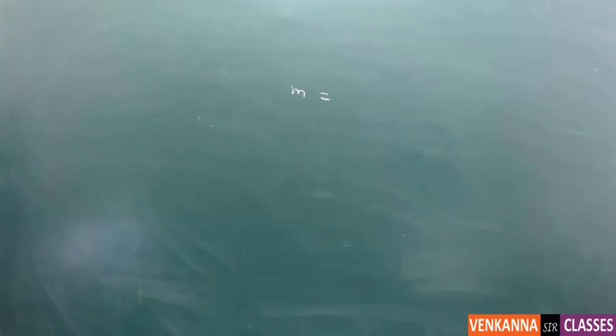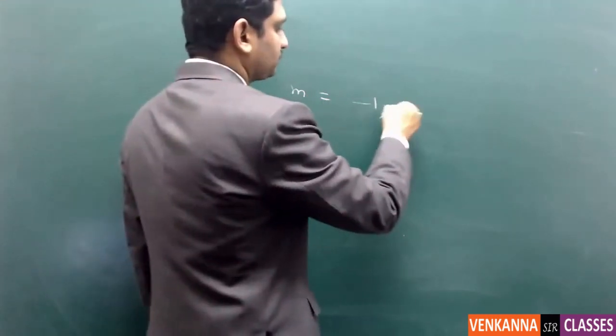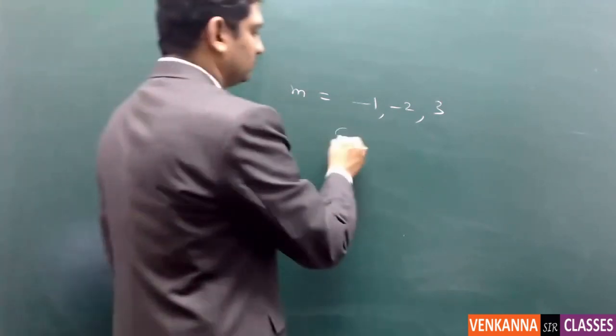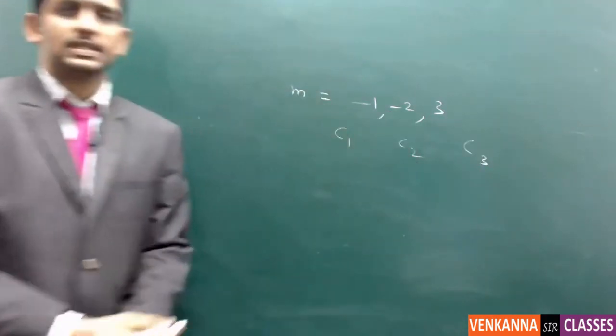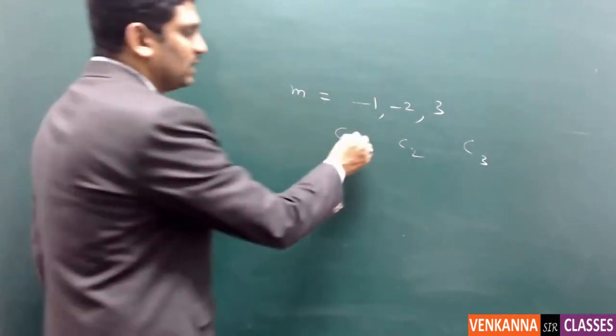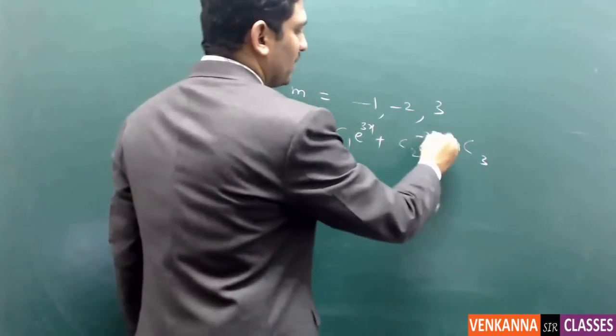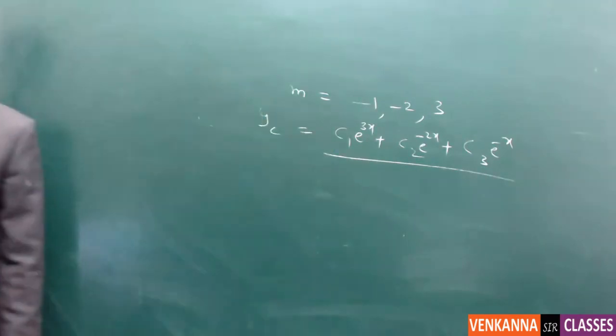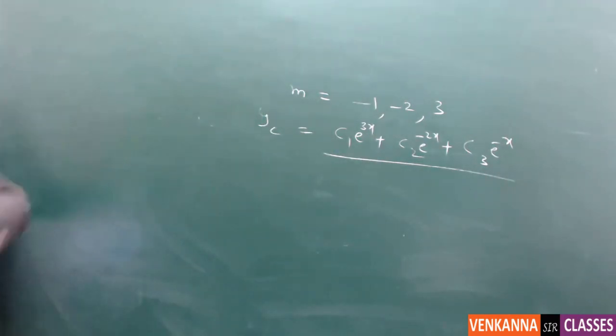Let me say, suppose I have taken a third order equation, so I will get 3 roots. Now, after writing the equation, the roots that appeared are -1, -2, 3. So what will be the general solution? C1, C2, C3. These roots can be written in any order. So C1 e power 3x plus C2 e power -2x plus C3 e power -x. This is the general solution. Fine. Here all the roots are distinct.